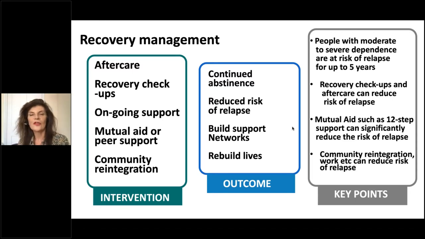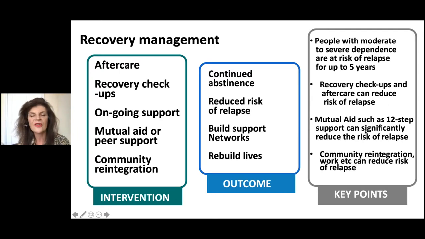And the key points to make are that people with moderate to severe dependence may be at risk of relapse for up to 5 years after they've become abstinent. So we're talking about long-term support for a chronic, possibly relapsing condition. Recovery checkups and aftercare can reduce the risk of relapse.